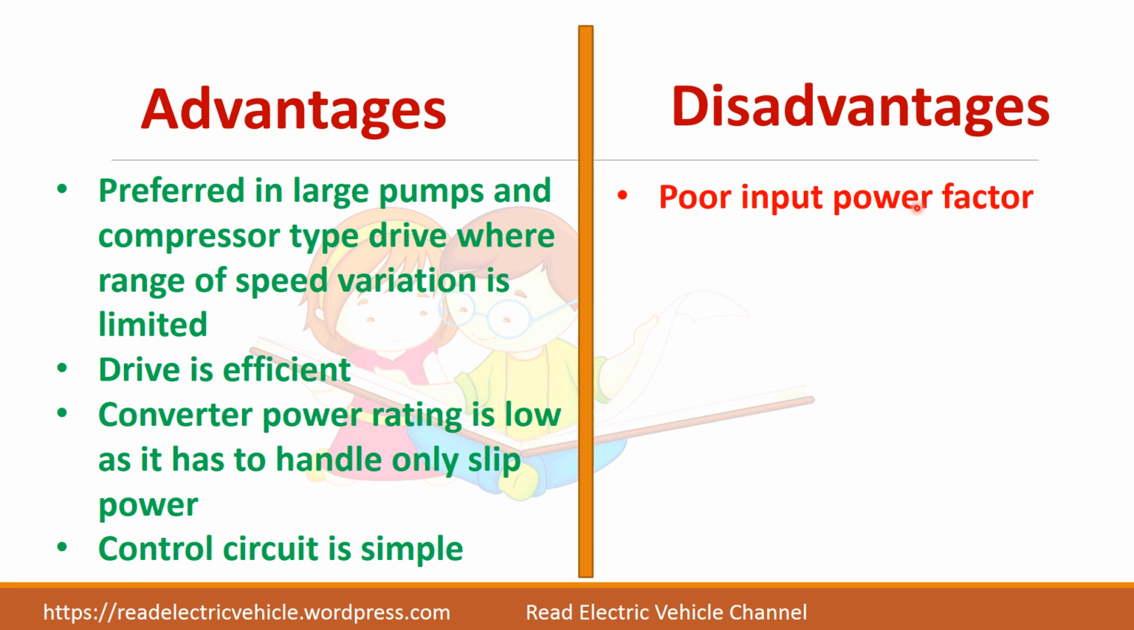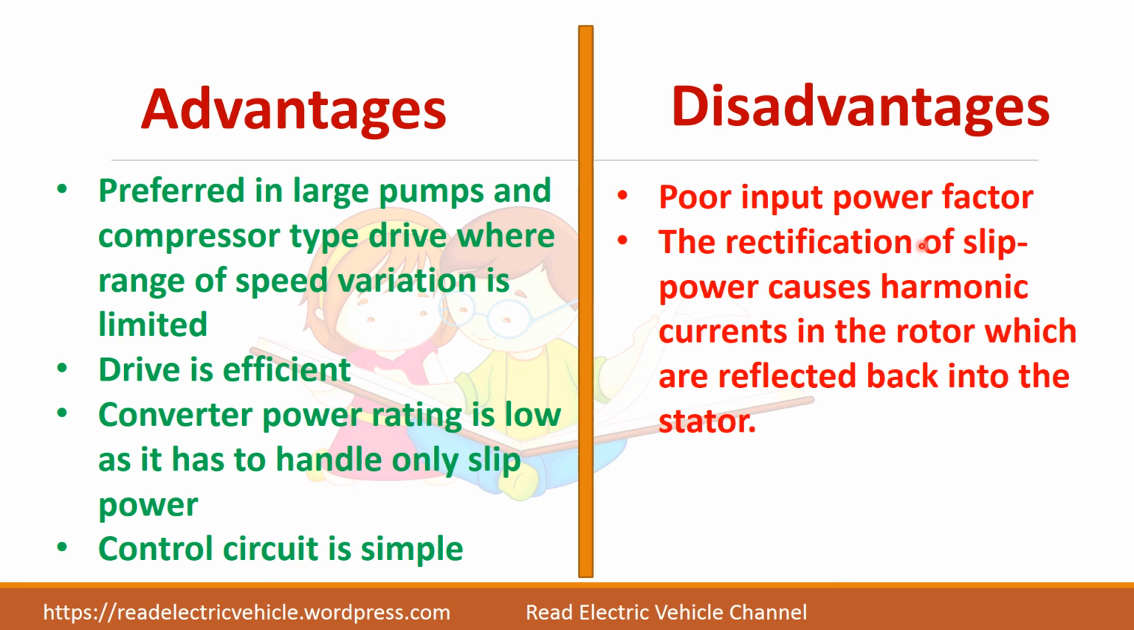If you see the disadvantages, it has a poor input power factor. And the rectification process, that is, you are using power electronic converters, will introduce harmonics in the rotor side which will be reflected in the stator side. And you have increased machine losses due to the harmonics.